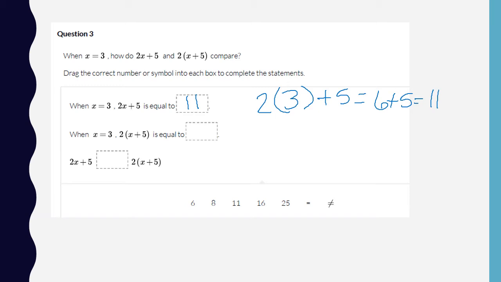For the next one, it wants me to plug it in. I'm going to plug in 3 where I saw the x here. So 3 plus 5 is 8. So I've got 2 times 8, and that equals 16. So are they equal or not equal? 11 and 16 are not equal.